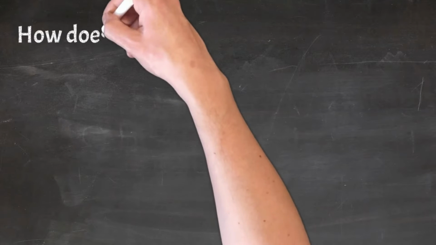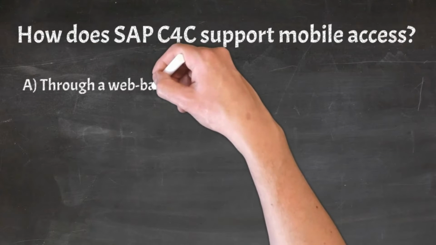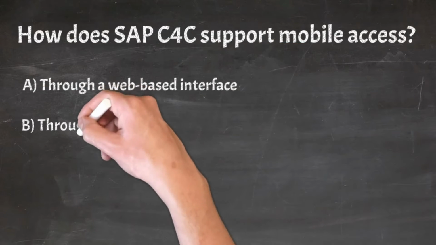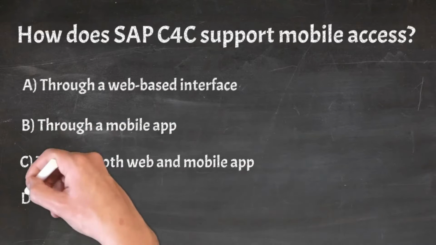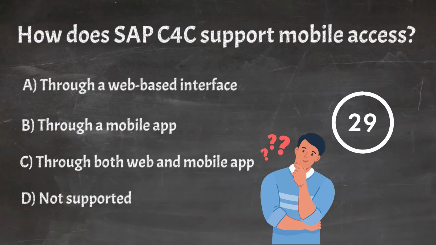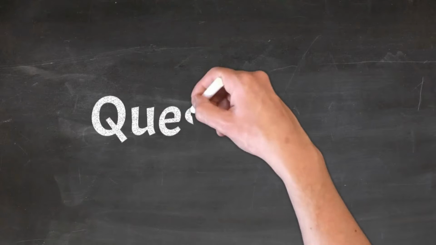Question 6. How does SAP C4C support mobile access? A. Through a web-based interface. B. Through a mobile app. C. Through both web and mobile app. D. Not supported. Correct answer C.